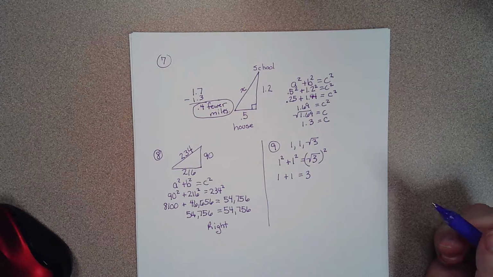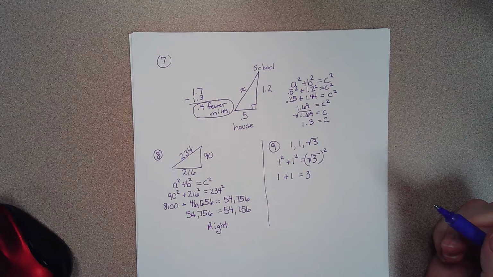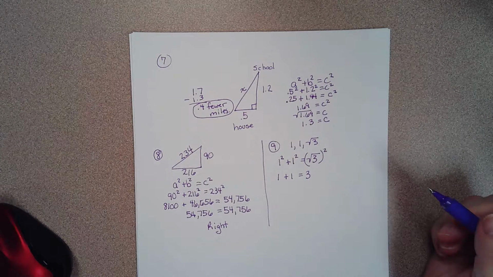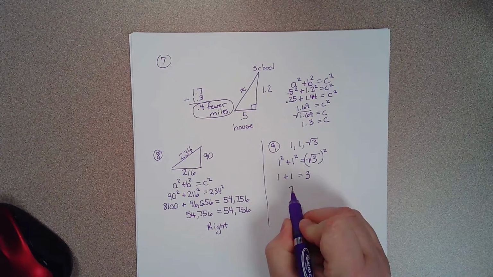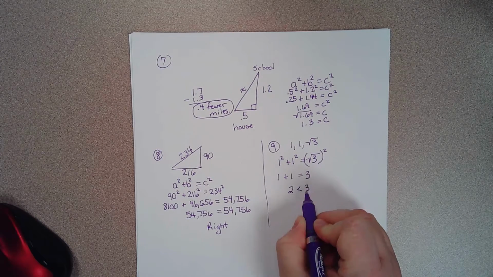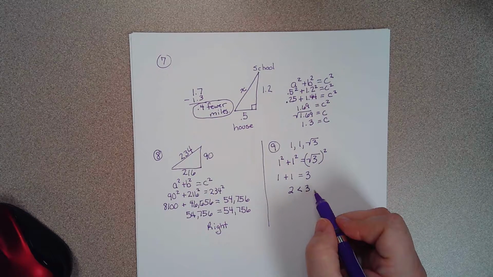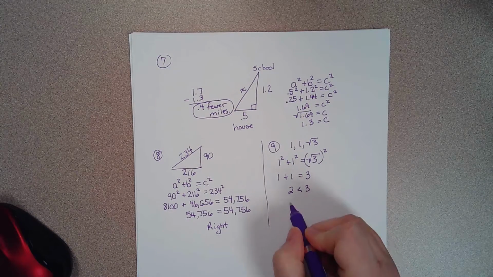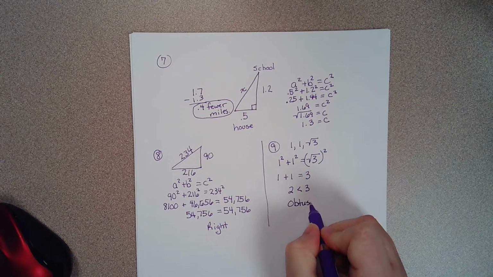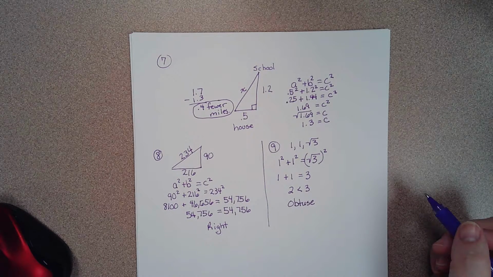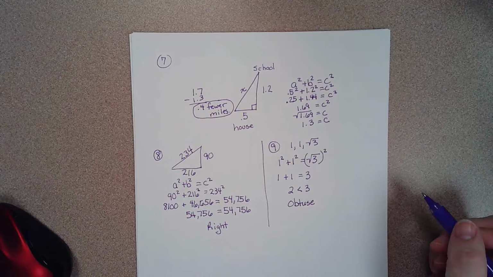Well, if we look back at our rules, it stated that if c squared is bigger than the sum of the two squares, then it was considered an obtuse. So 2 is less than 3. In our notes, if you look back, it will say that if the sum of the two squares is smaller than the c squared, then what you're going to end up with is an obtuse triangle. Okay. If it had been the reverse, then we would have called it an acute.